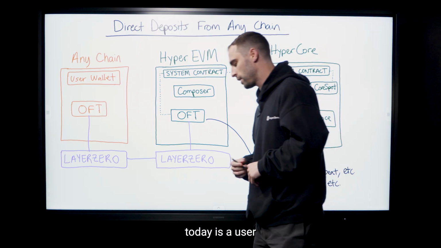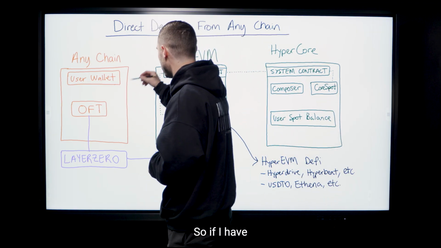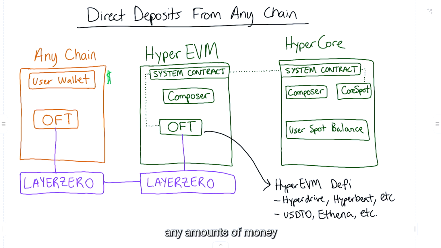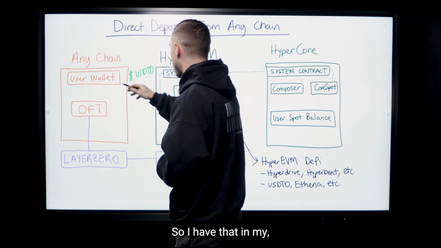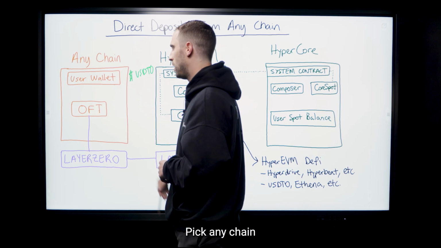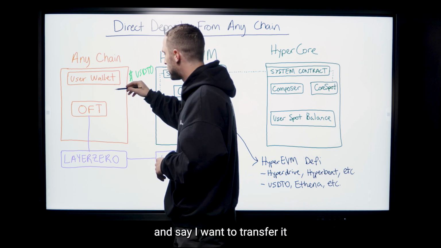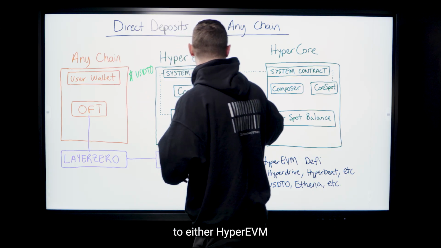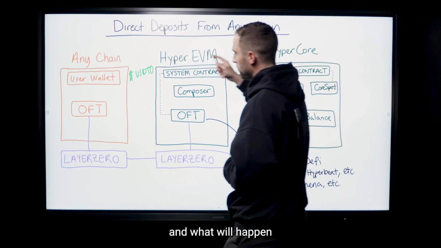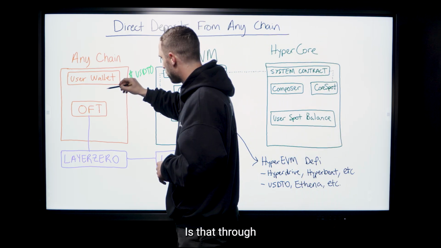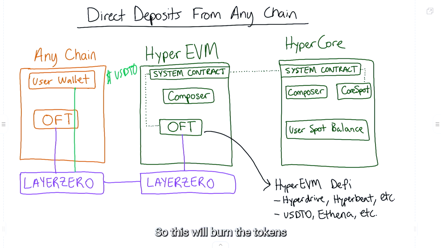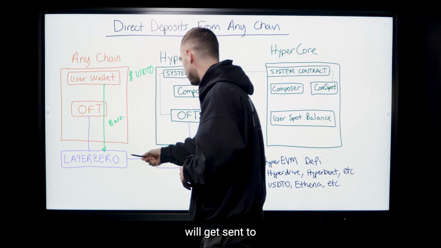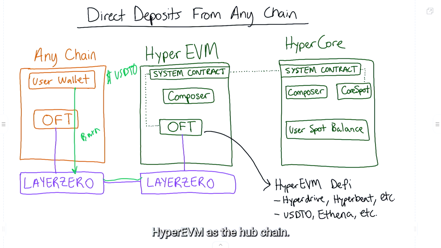So how this works today is, if I have any amount of money, say it's USDT0, in my user wallet balance on any chain, and I want to transfer it, in one click I'll send that in a user interface to either HyperEVM or HyperCore. And what will happen under the hood is that through that invocation, this will burn the tokens from my balance. A LayerZero message will get sent to HyperEVM as the hub chain.